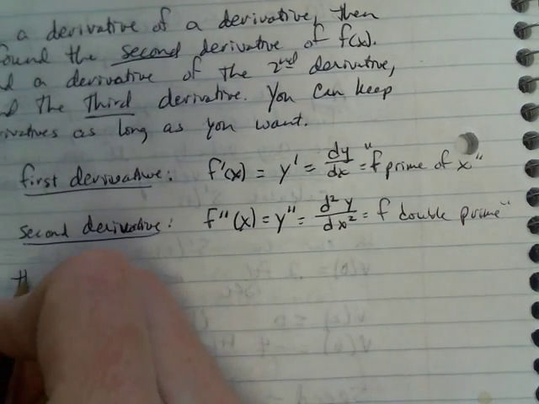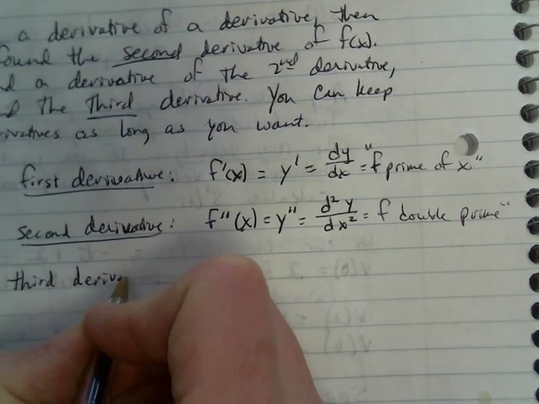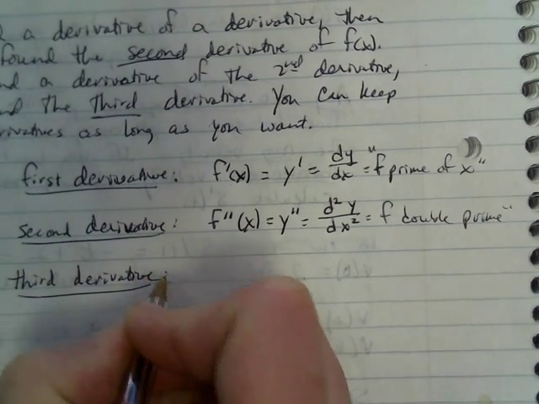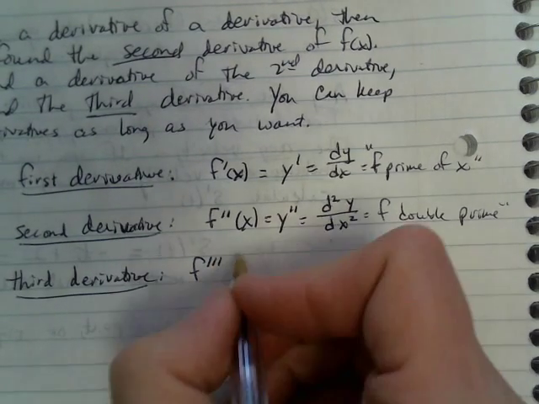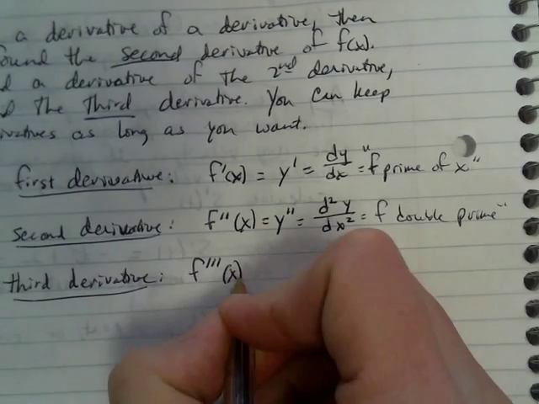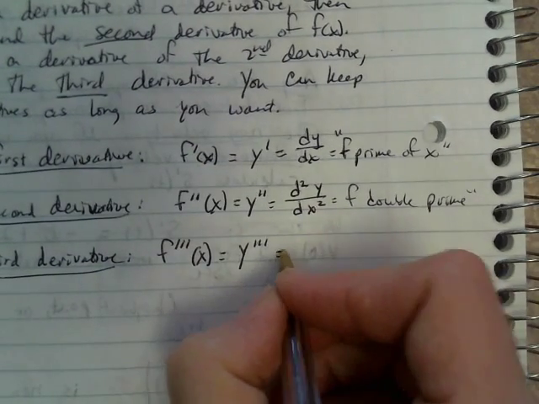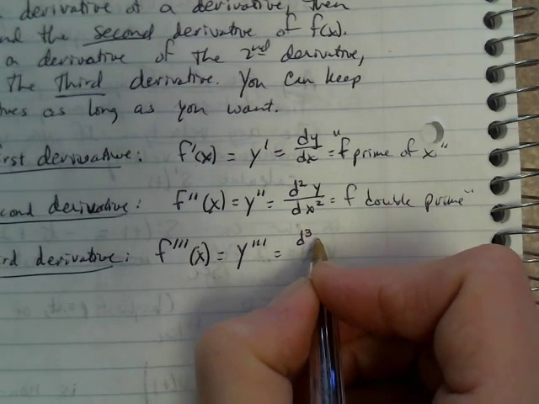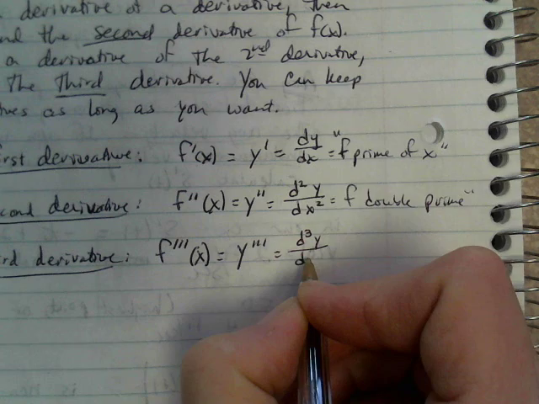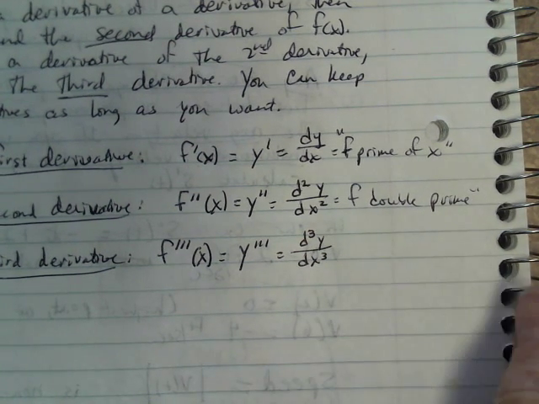The third derivative, you can probably guess what that looks like. The third derivative has an f with 3 quotes in it, f triple prime of x, and then the y has 3 quotes. And if you want to write it as dy dx, it would be d cubed y over dx cubed. So you can call that f triple prime.